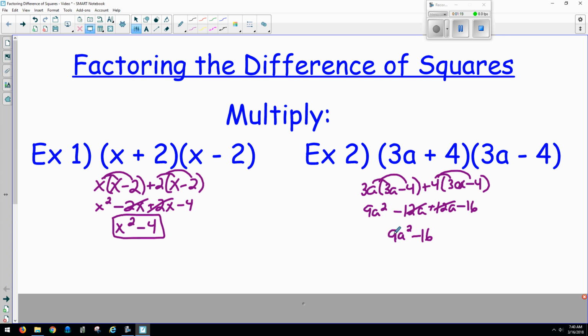So again, we have two perfect squares here. 9a squared, if we were to take the square root, we would get 3a. And if we take the square root of 16, we would get 4 here and here. So here's our final answer for here. So we're going to go backwards. This is what we call the difference of two perfect squares because it's a perfect square for each of these and we're subtracting. So we're taking the difference.